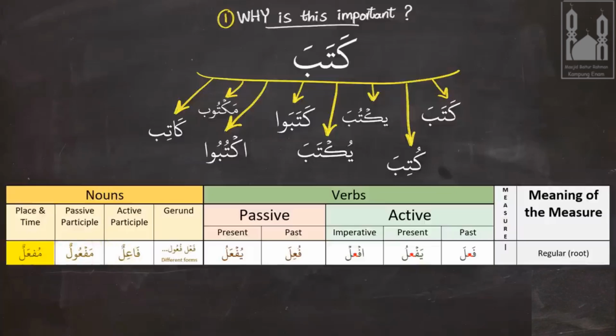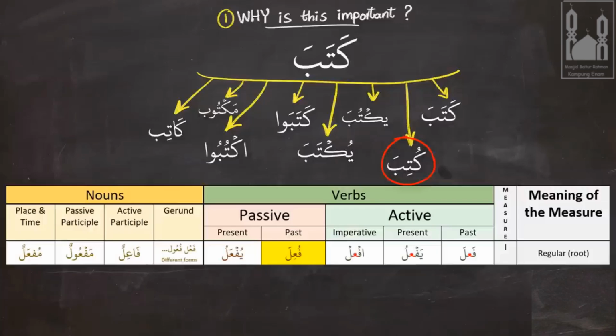So yaktubu is then the present, to write. Katabu is the past form, but with a suffix of the plural pronoun, as we've learned in Lesson 8. Katib is then the same verb, but using the active participle measure. So it would then mean writer. Kutiba is the passive voice of the past, so it would mean was written, and so on.